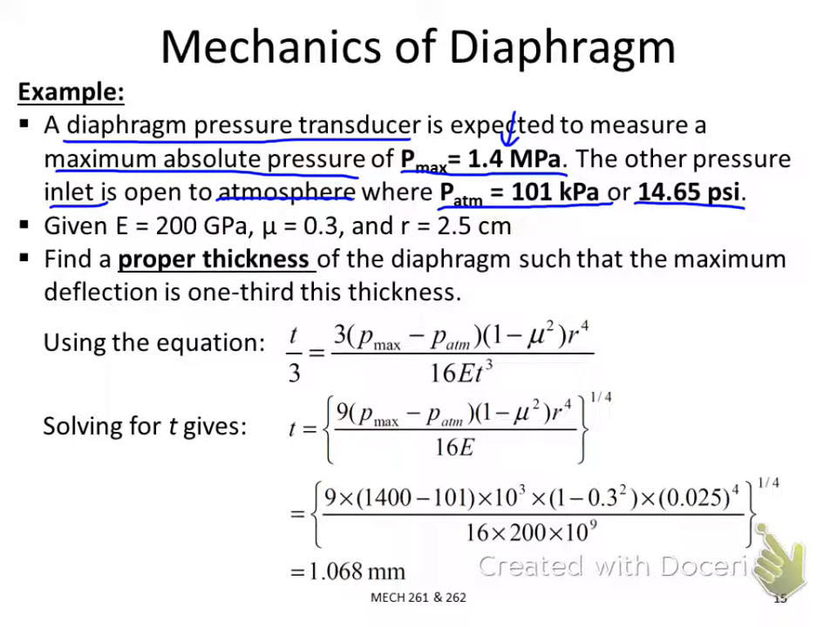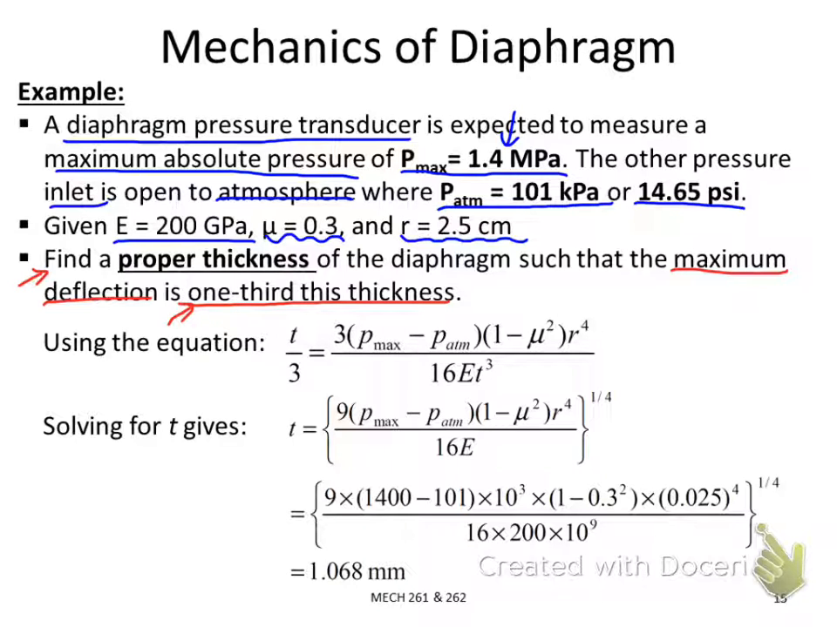And also we know the material property of the diaphragm. So Young's modulus is 200 gigapascal, and the Poisson ratio is 0.3, and the diameter of the diaphragm is 2.5 centimeter. So the question is, please find a proper thickness of the diaphragm so that the maximum deflection is still within the range which makes the diaphragm mechanical model accurate, which is within 1/3 of the thickness.